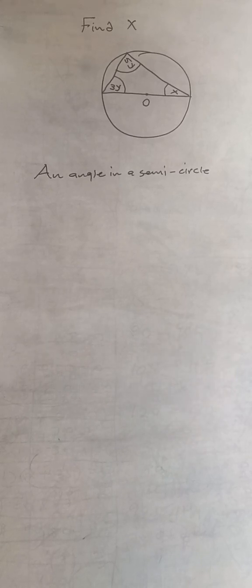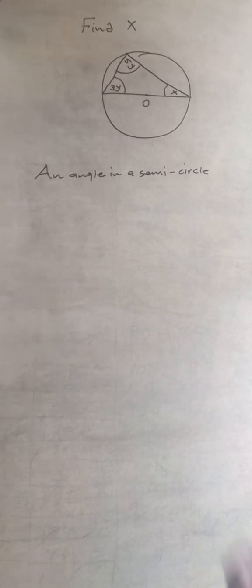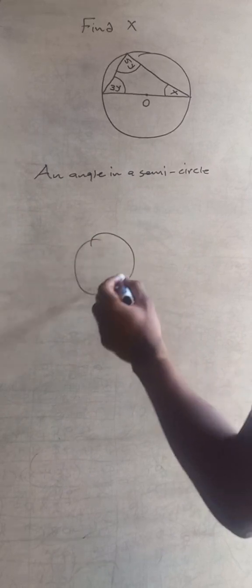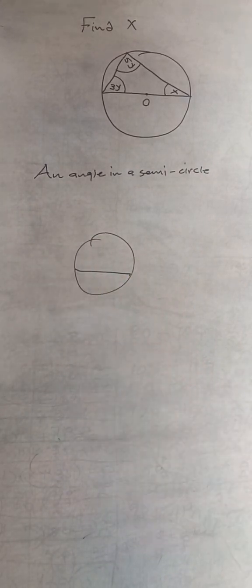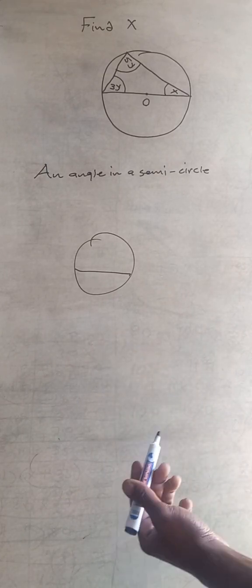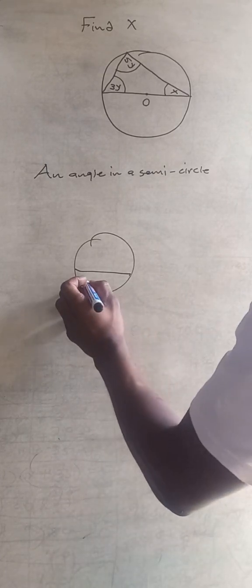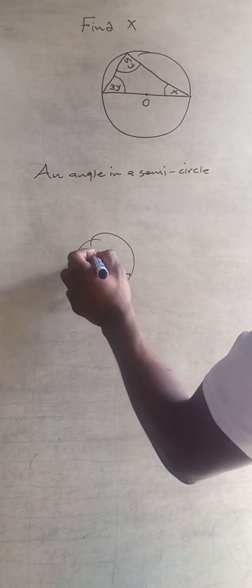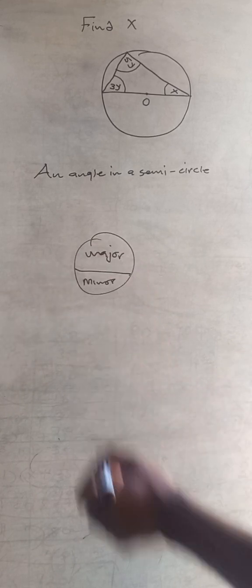Okay, guys, let us talk about an angle in a semicircle. So we already know that a chord is a line that runs from one side of the circumference to the other, and it divides the circle into two, right? It divides the circle into the minor segment and the major segment.